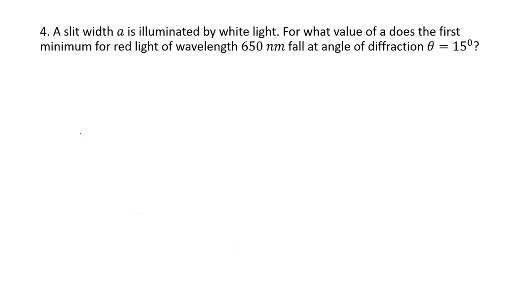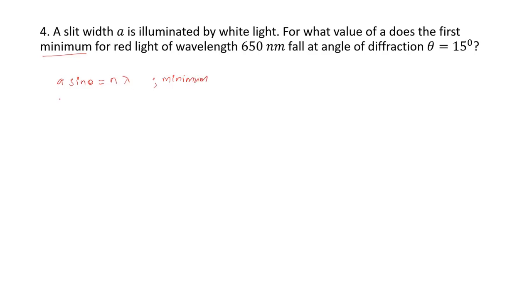So let's discuss the question. A slit with width A is illuminated by a white light. For what value of A does the first minimum for a red light of wavelength 650 nanometer fall at an angle of diffraction theta equal to 15 degrees? So what we need to find is, for a minimum, the value of A, that is the slit width.